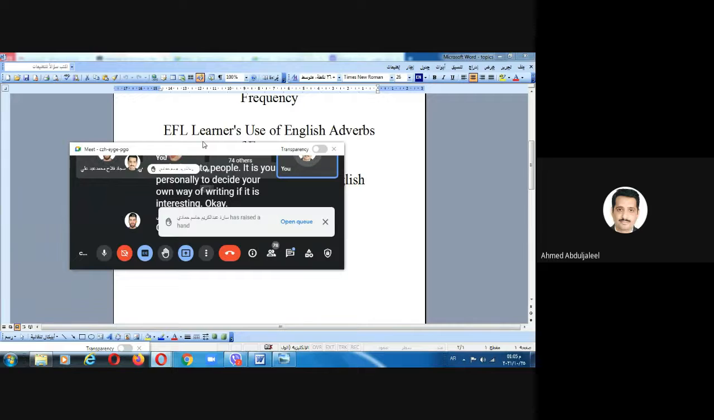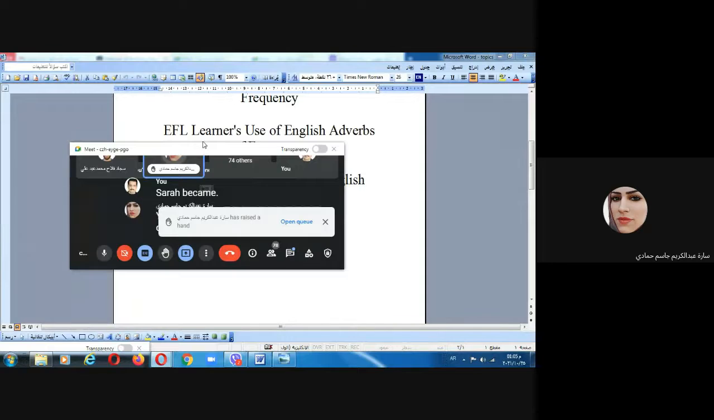Sarah Abdul Karim. Yes, Doctor. Doctor, when I choose the topic and I reach the last limit, do I write in the same Iraqi English for non-learners, or is there a different way?